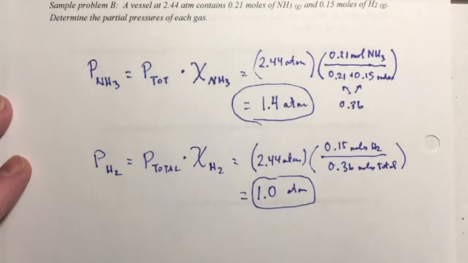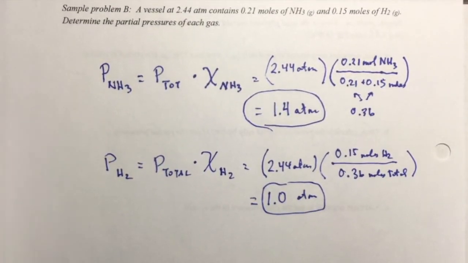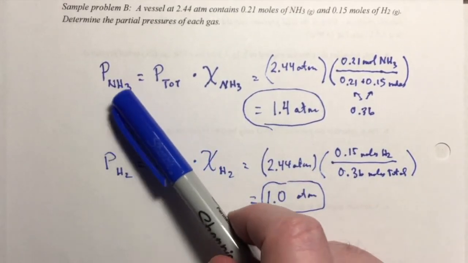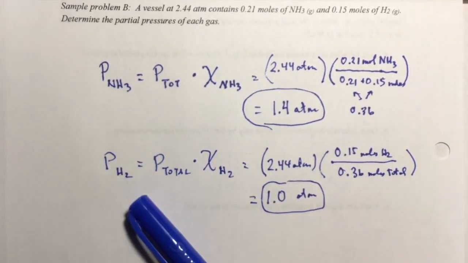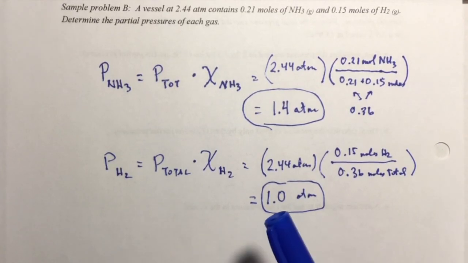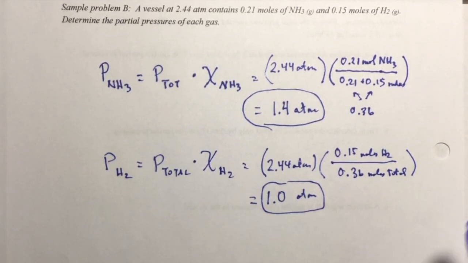And then you could plug in the mole values and figure out the mole fractions. All right, there we go. That is how we use Dalton's law of partial pressures with mole fractions to be able to calculate the partial pressures of individual gases in a mixture when you don't have the temperatures of the gas.